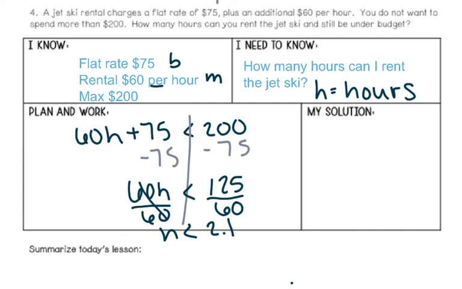Again, though, we need to think about this in terms of the situation and know that this needs to just round to 2 because they're not going to rent it to me for 0.1 of an hour. So what this means is I can rent the jet ski for up to 2 hours. That means I can rent the jet ski for either 1 hour or 2 hours, but I can't afford 3 hours with the amount of money I want to spend.